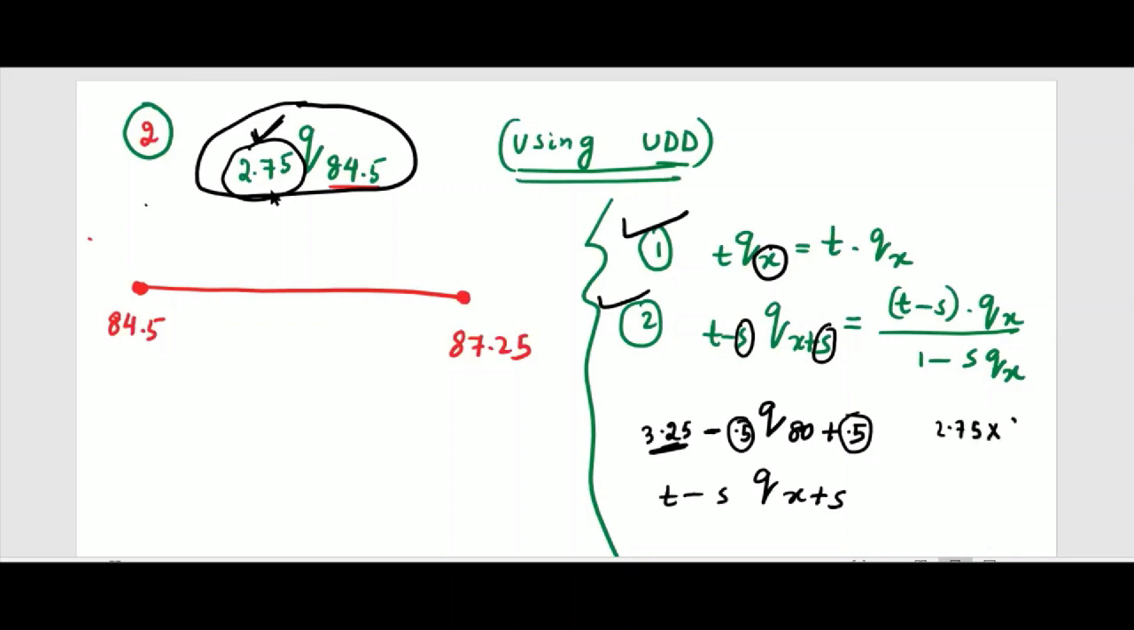Then multiplied by Q, X is 80. Q80 is available in the actual table. Then 1 minus S is 0.5 into again Q80 already there in the actual table. You can see and you can put the values here, multiply and use a calculator. You will get the answer. It's over. But if you see the solutions, you will see 5, 7, 10 lines.